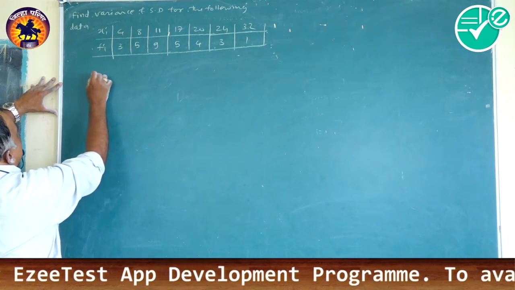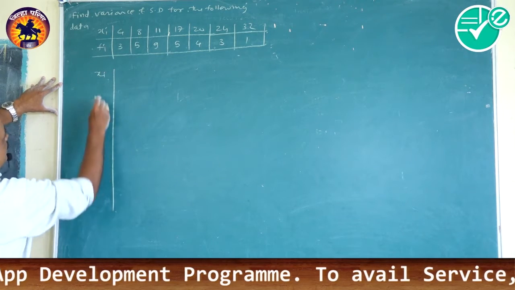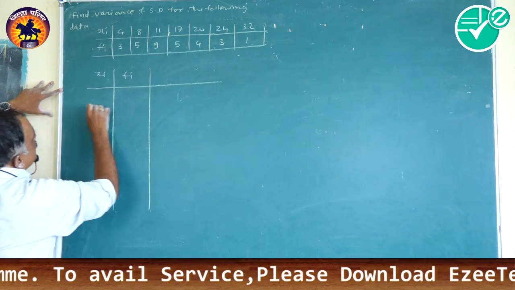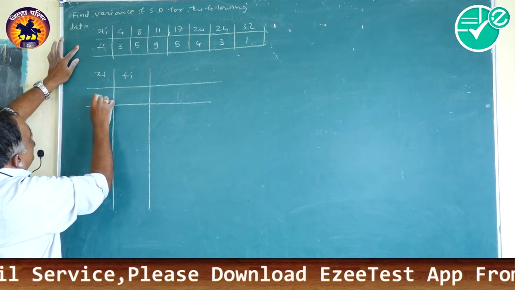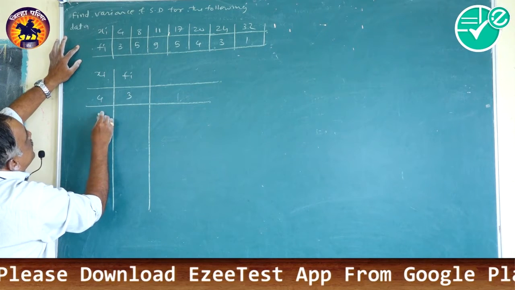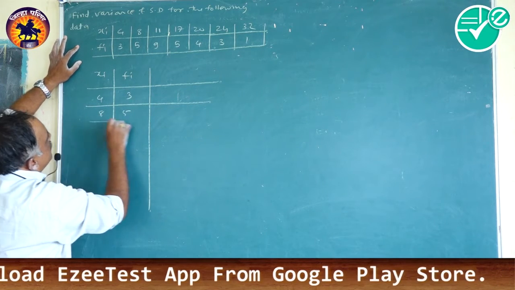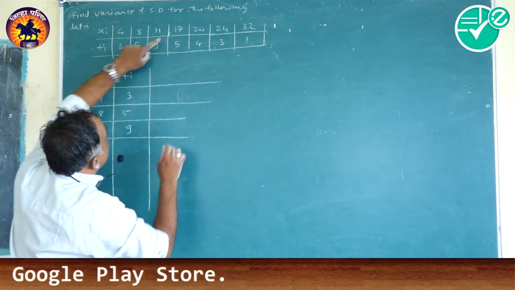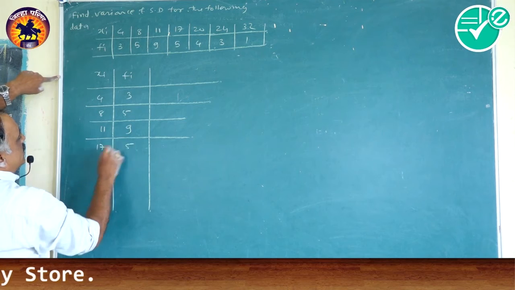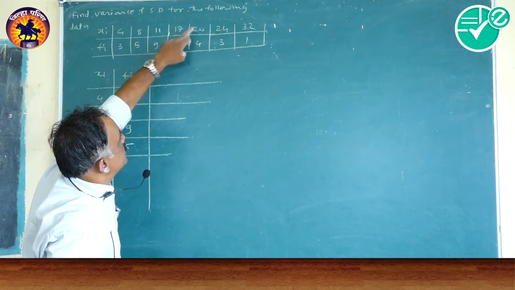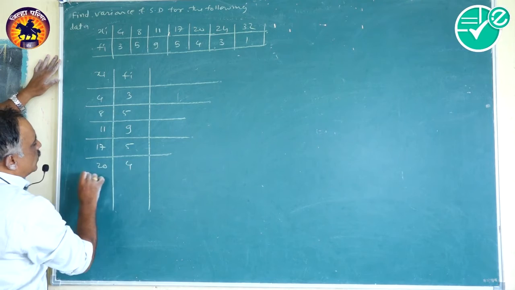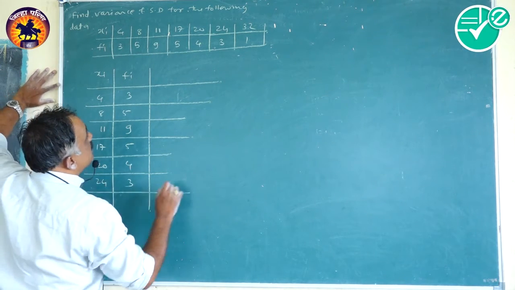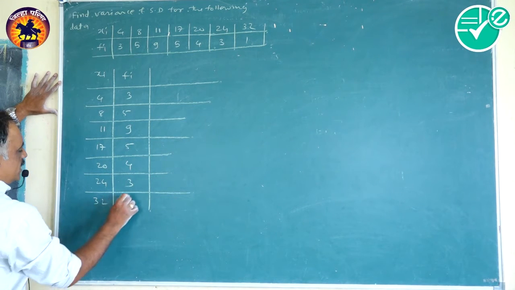The first column will be xi and the second column will be their corresponding frequencies. What is xi? 4. Its frequency is 3. Then 8, 5. Xi is 11. Its frequency is 9. 17, 5. Frequency of 17 is 5. 20, its frequency is 4. 24, its frequency is 3. And lastly 32, its frequency is 1.